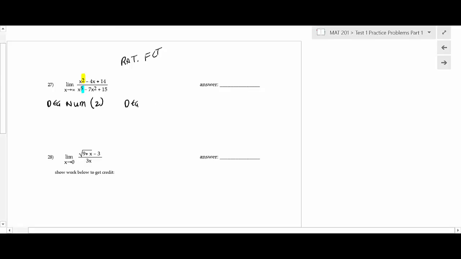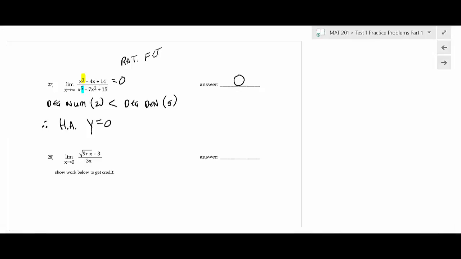So by looking at this, we had a set of rules that we learned. What you notice is the degree of the numerator is less than the degree of the denominator. That means you can conclude that the horizontal asymptote is y equals 0. So the answer is that it's going to go to 0. With a rational function, typically you look at the horizontal asymptote, so that's how I figure that out.